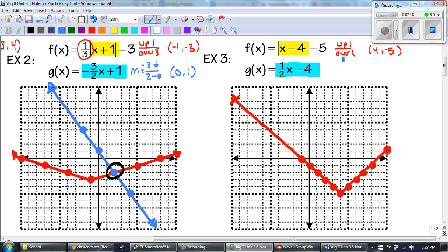And then our bottom one, our slope is 1/2 x, which means we're going up 1, to the right 2, and we're starting at 0, -4. So 0, -4. I go up 1 over 2, up 1 over 2, up 1 over 2. Oh, it looks like they're going to intersect again. And they do. So this one, they actually intersect twice.